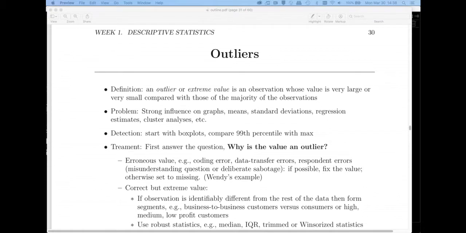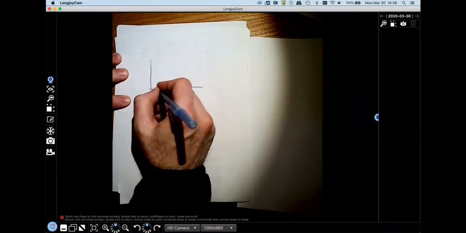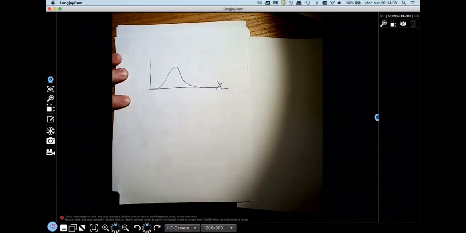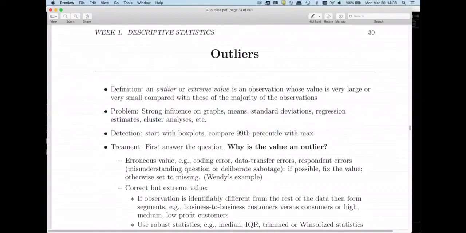So I'll just go over to the document camera for a second. If I had a situation where most of my data was here, then a value out here would be well separated from most of the cases and would be considered an outlier. That's not a terribly precise definition of what an outlier is, but that's the gist of it. So what's the problem with an outlier? Well, outliers can exert a very strong influence on many statistics that we'll be looking at.